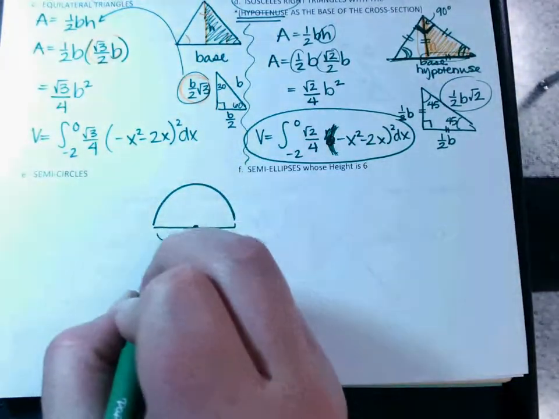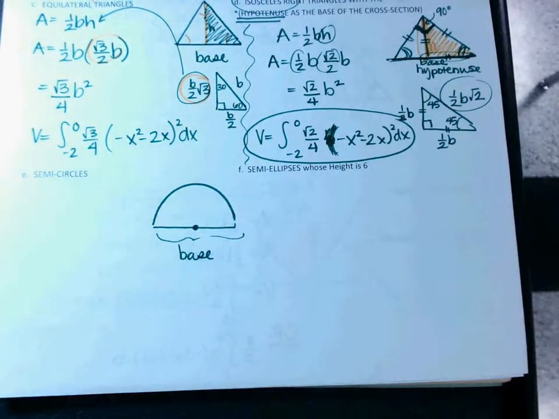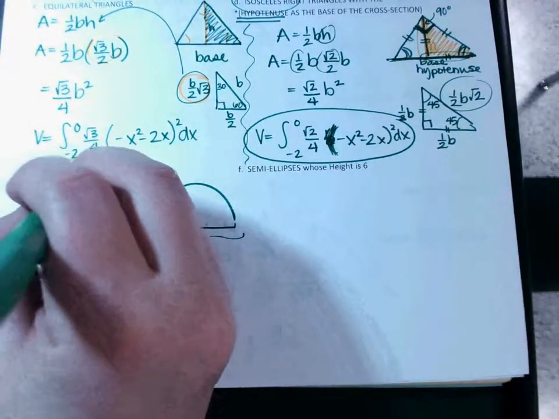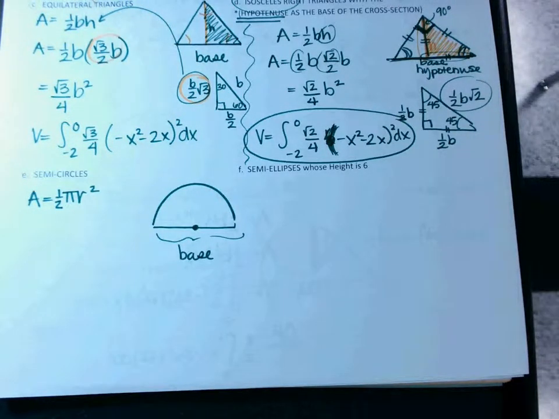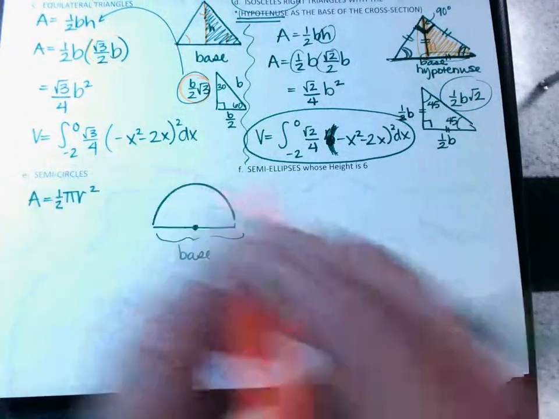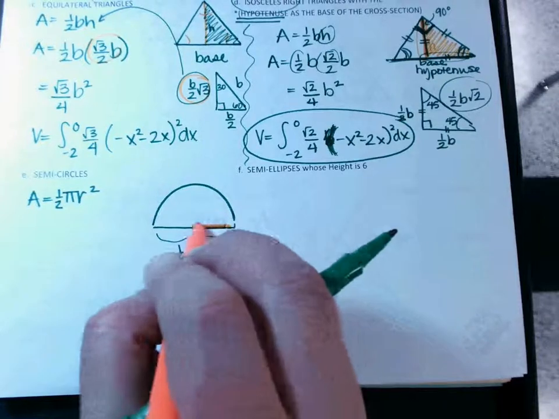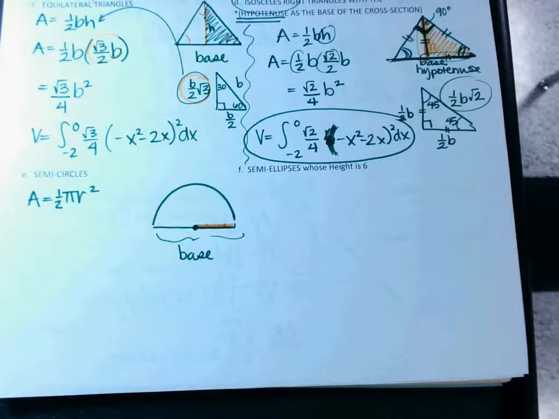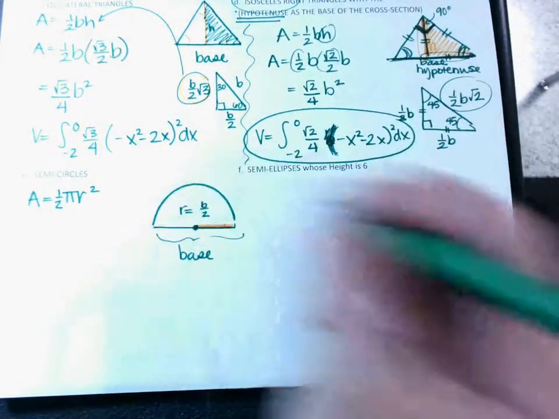So this is my base all the way across. If I only want area for a semicircle, that's pi r squared with a half in the front. So my semicircle needs a radius measurement. Instead of trying to rewrite the height of the triangle, I'm going to rewrite the base. If the base is all the way across, that's basically the diameter. Then the radius is just going to be half of that. So my r is going to be b over 2.